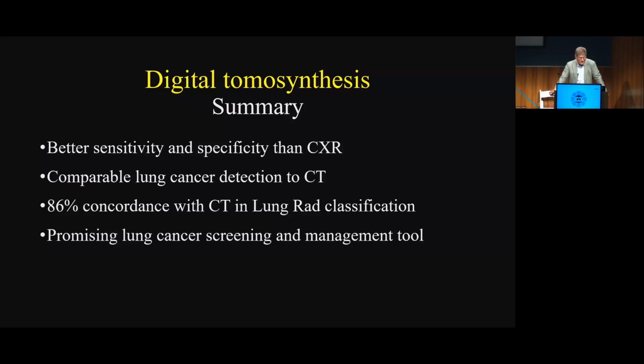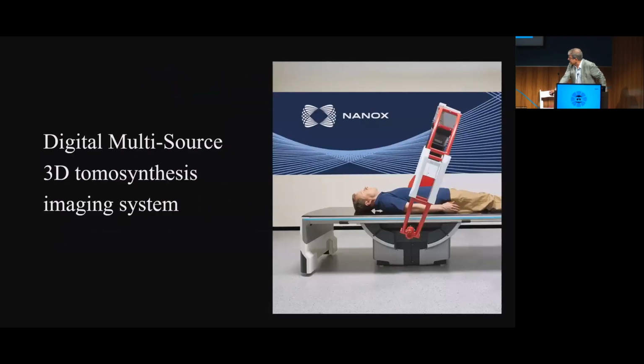So, overall, digital tomosynthesis is better than a chest X-ray. It has a comparable lung cancer detection to CT. It concorded well with the CT and Lung-RADS classification, and it is a promising lung cancer screening and management tool in certain settings. Now, the reason we're here today is that there is a sort of more modern, more acceptable, more adaptable version of tomosynthesis now available in this Nanox ARC.